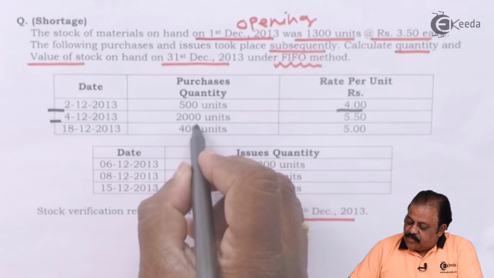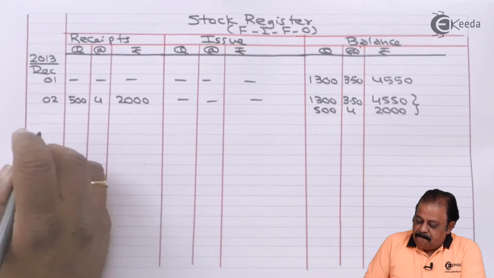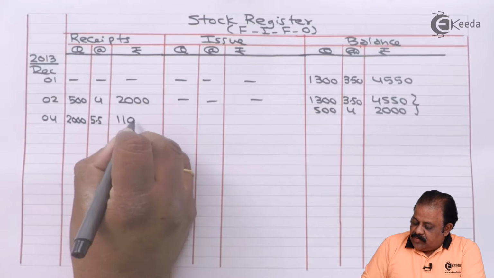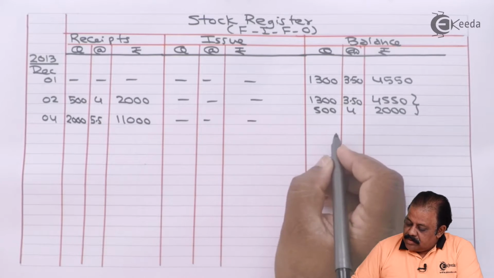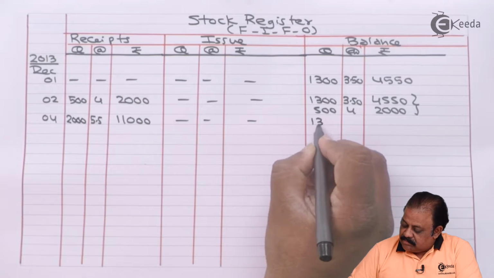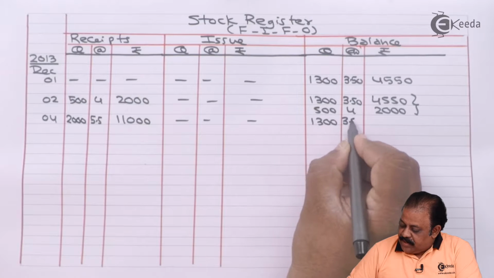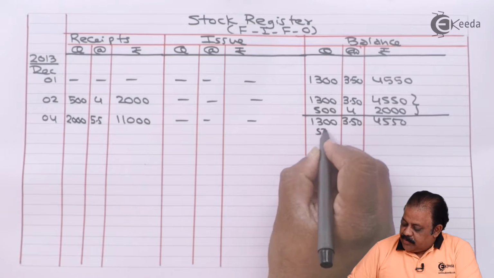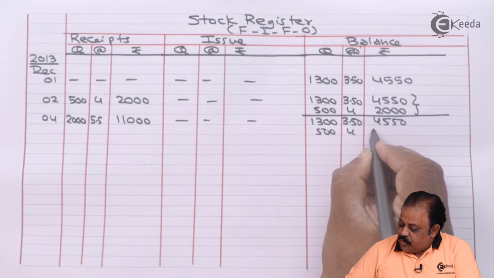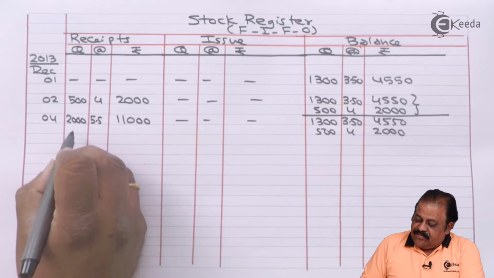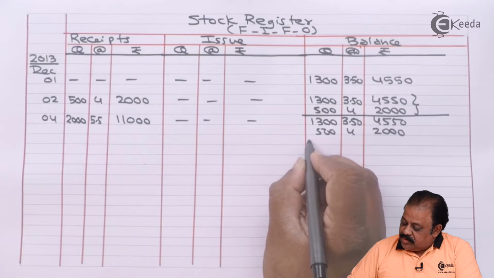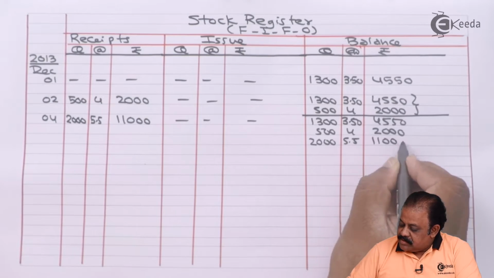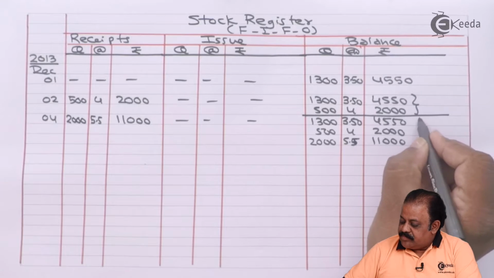4th, purchase of 2000 units at the rate of 5.5. 11,000. So we had 1300 units at the rate of 3.5, 500 units at the rate of 4 rupees, and current purchase is 2000 units at the rate of 5.5 amounting to 11,000.